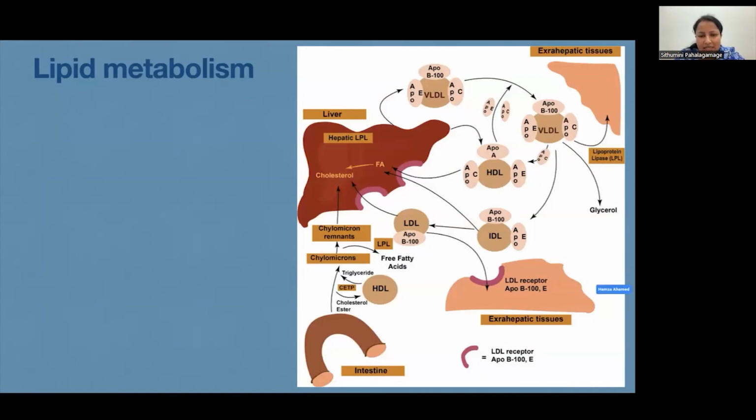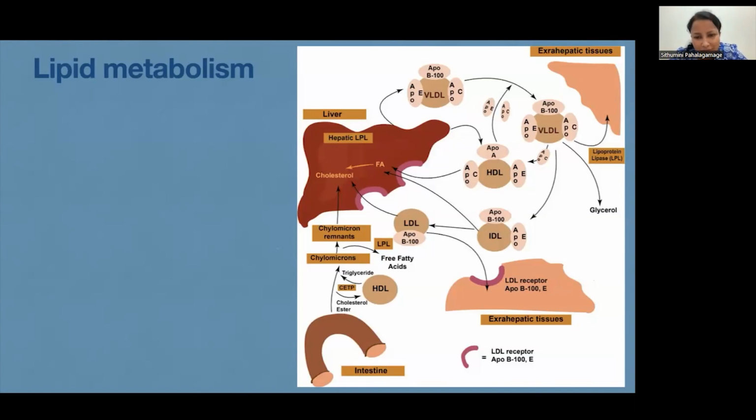Through the intestine, this is absorbed as a molecule called chylomicron, which is a big molecule, mainly carrying triglycerides and only some cholesterol. And then these chylomicrons are metabolized by lipoprotein lipase in the body, and some of these triglycerides are taken away and metabolized, and free fatty acids released for energy production. A molecule called chylomicron remnant stays, and this is taken up by the liver.